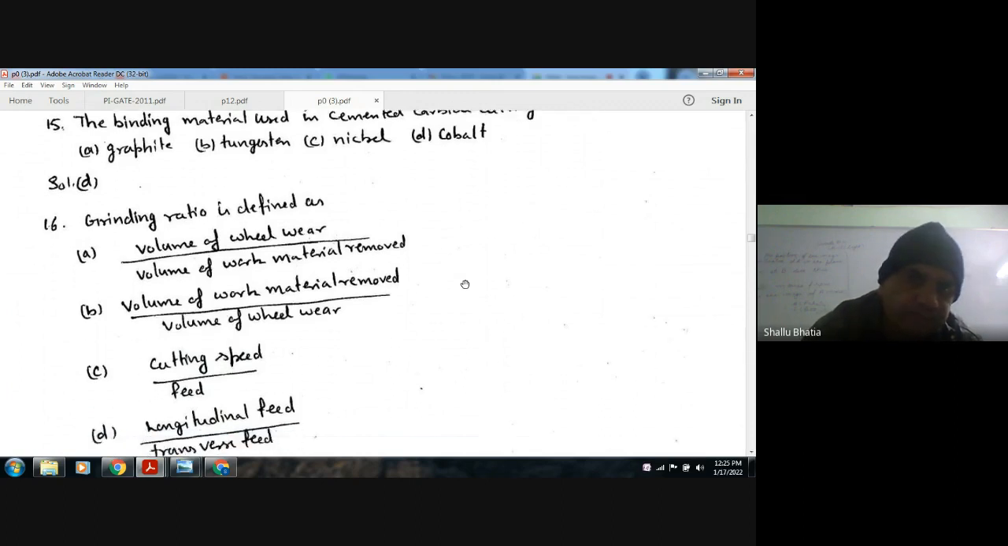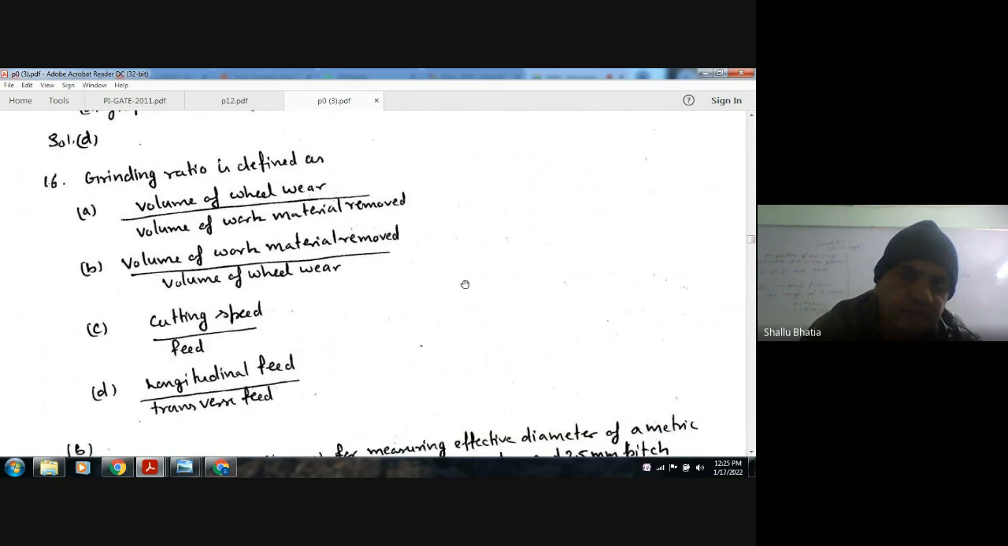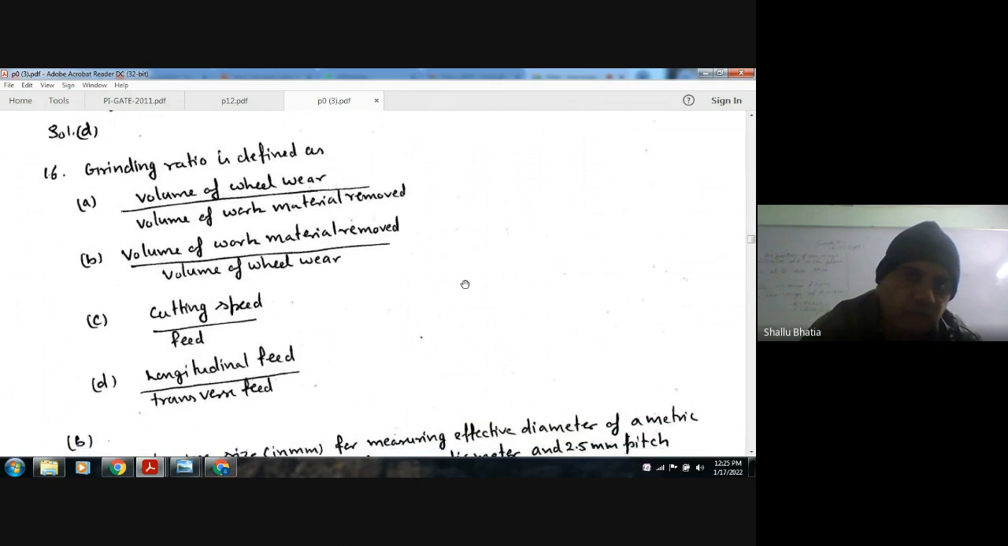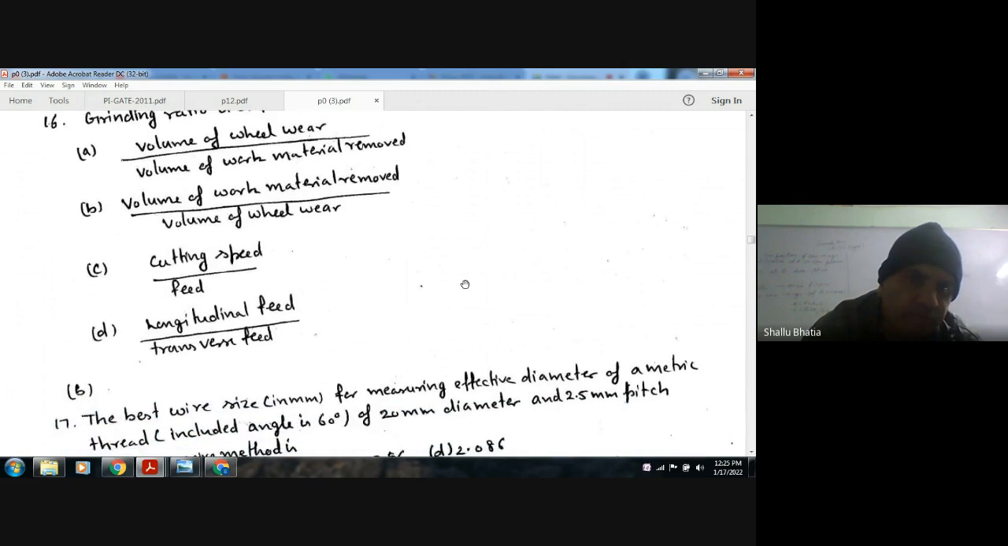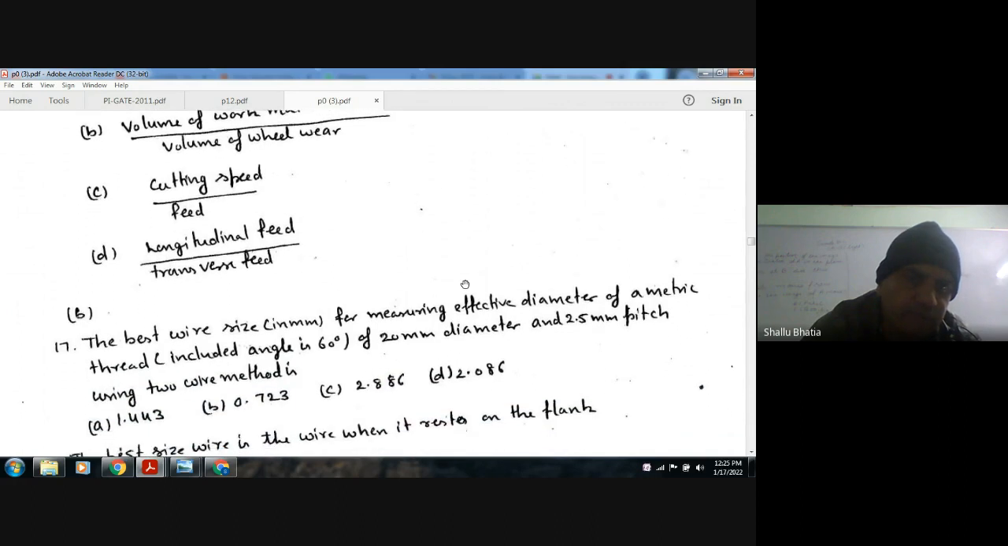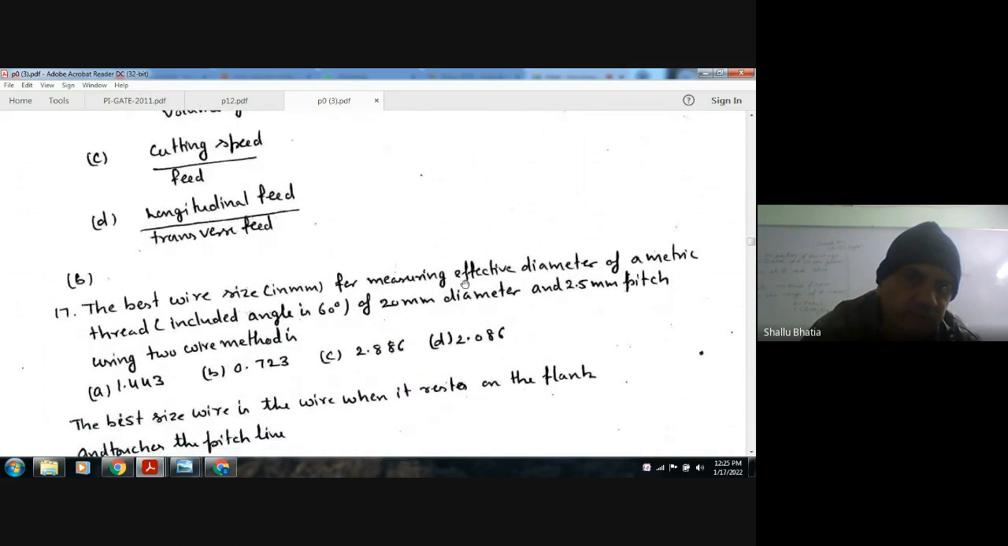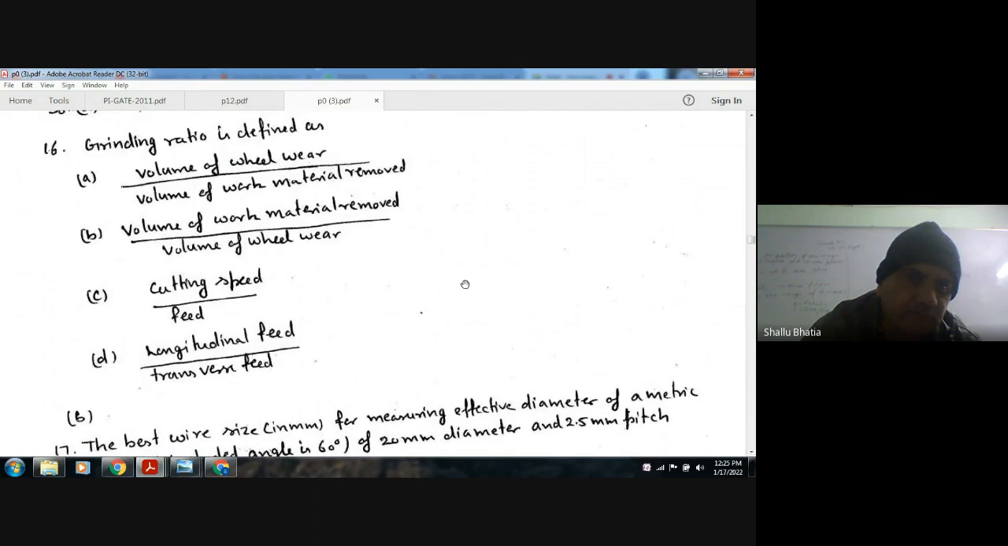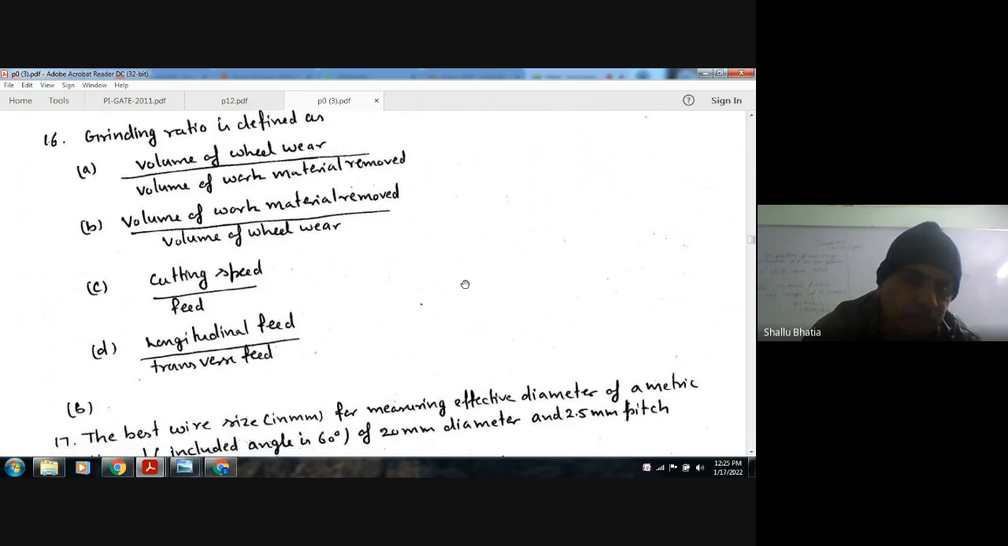The grinding ratio is defined as: A, volume of wheel wear divided by volume of work material removed; B, volume of work material removed divided by volume of wheel wear; C, cutting speed by feed; D, longitudinal feed by transverse feed. So the answer is B. The grinding ratio is defined as volume of work material removed divided by volume of wheel wear.